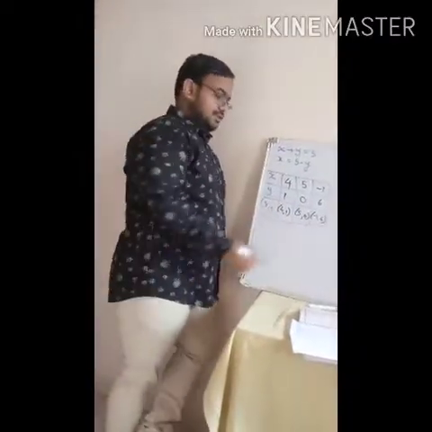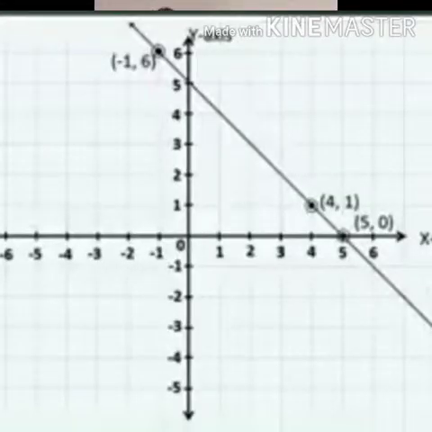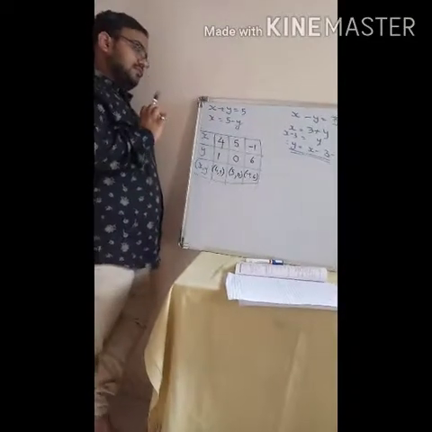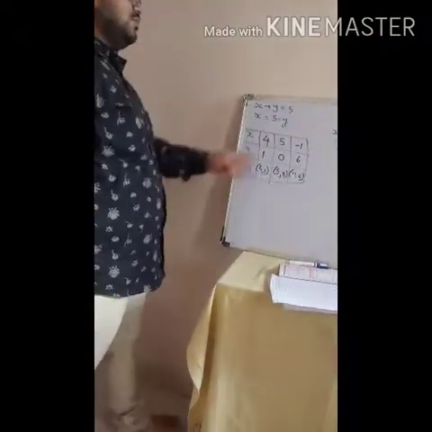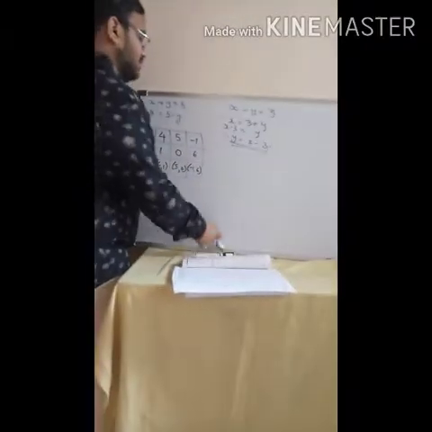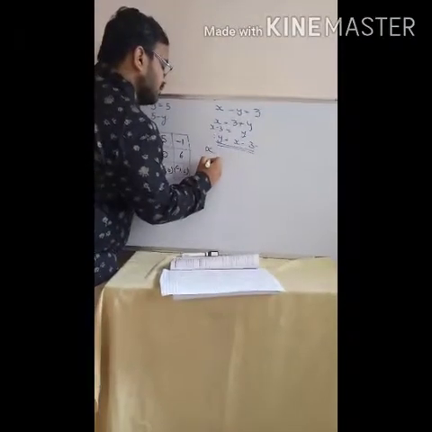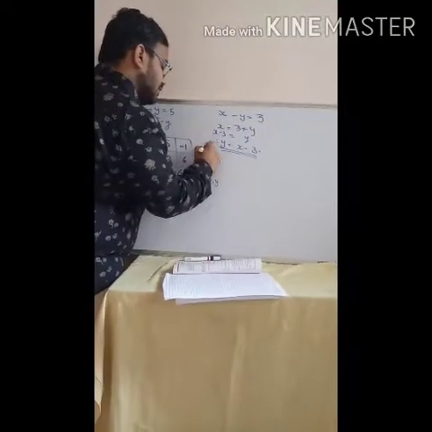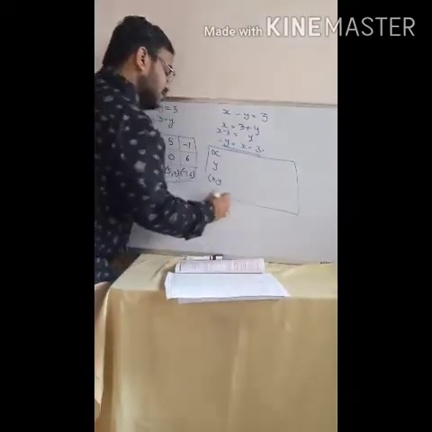Now plot these points. See the graph. On the x-axis 4, y-axis 1. X-axis 5, y-axis 0. And x-axis minus 1, y-axis 6. Clear? And draw a line passing through it. Drawn? Clear. Okay. Now the second line, you see. Again form the ordered pairs, x, y, x, y.